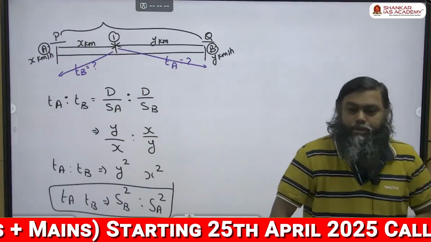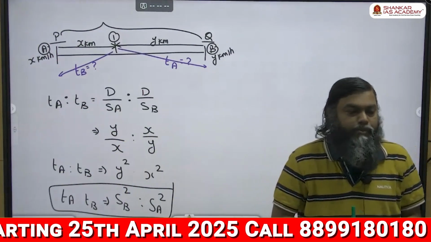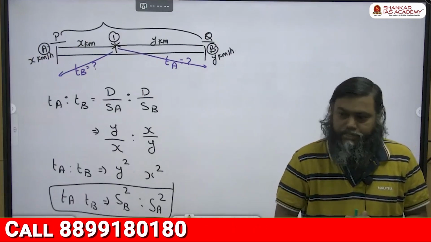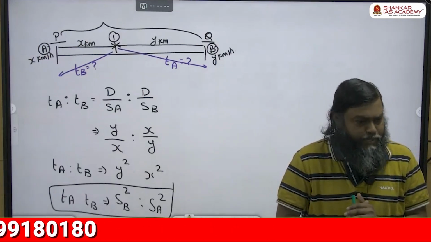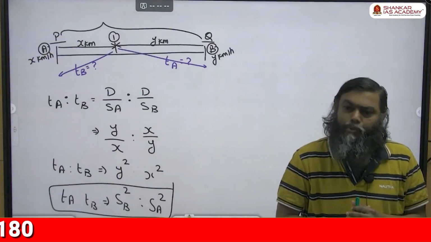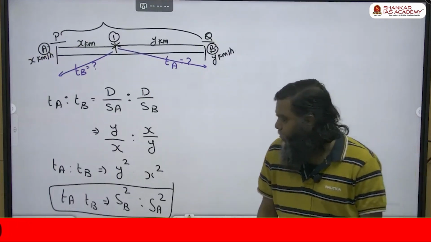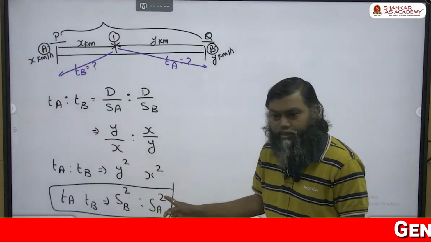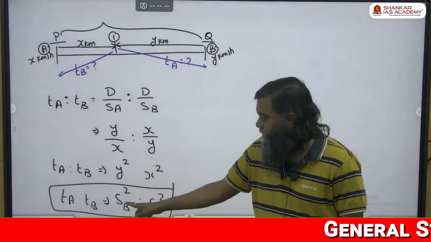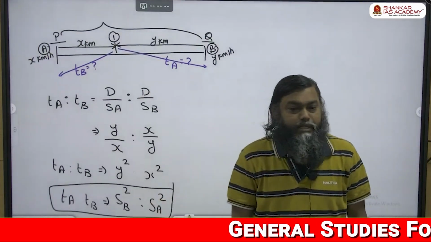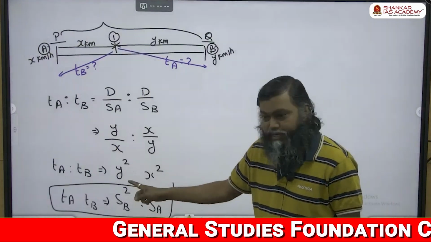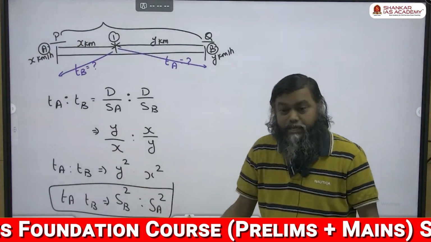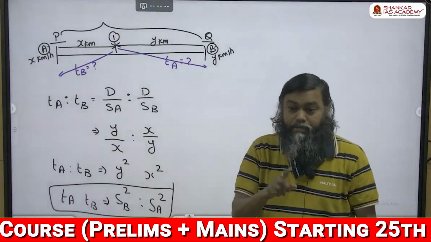So I told you, what is the ratio of the time taken by A and B after the meeting point to reach their respective destinations? What is the ratio of the speed of A and B? 2:3. Square of 2 is 4. Square of 3, you know y square now? Then reverse it. First you have to write the speed of B square, then speed of A square. But you have to take the square in this ratio only, not the value.